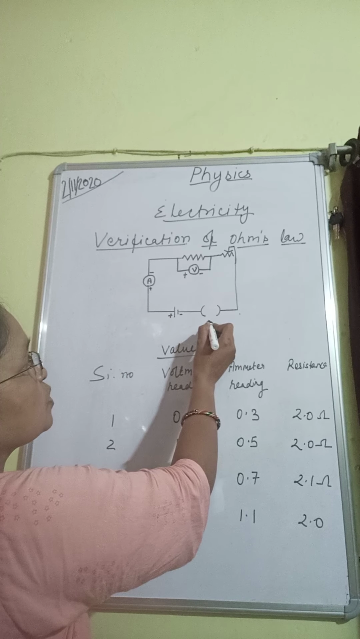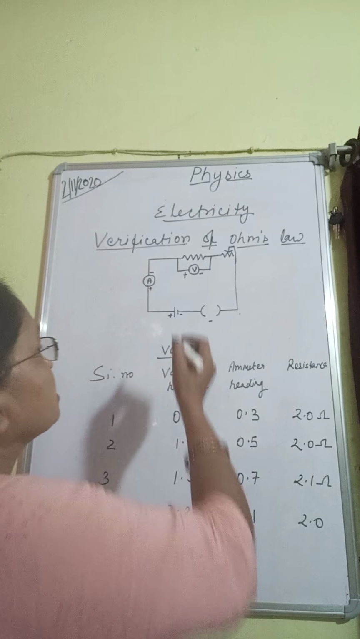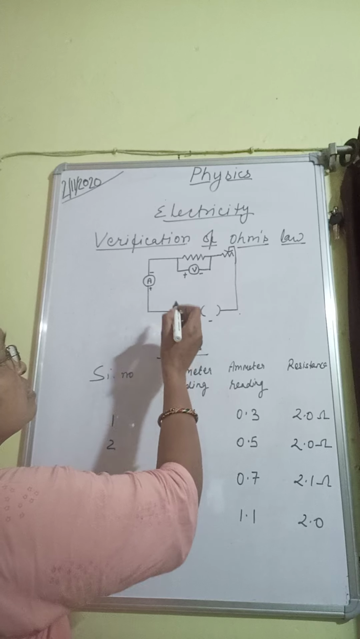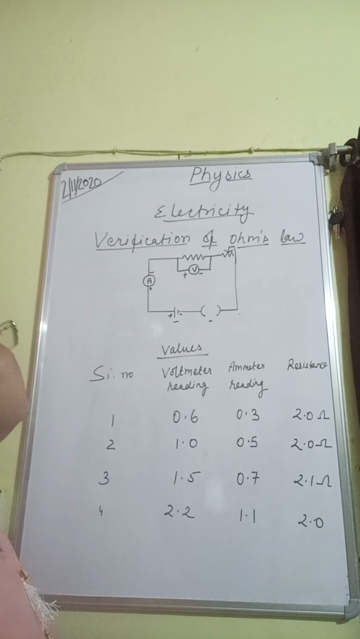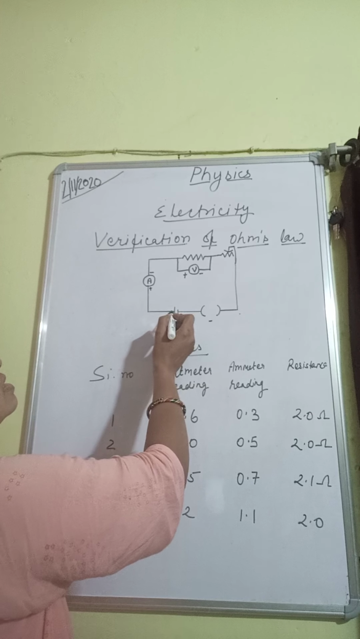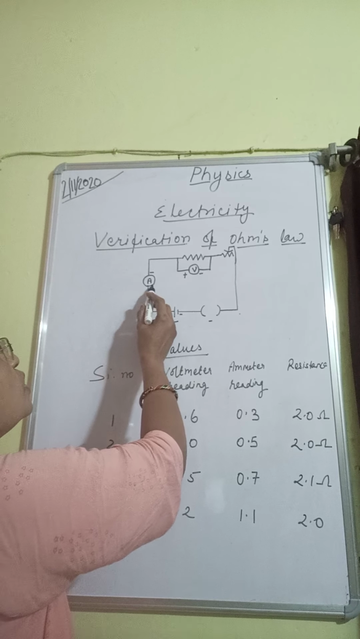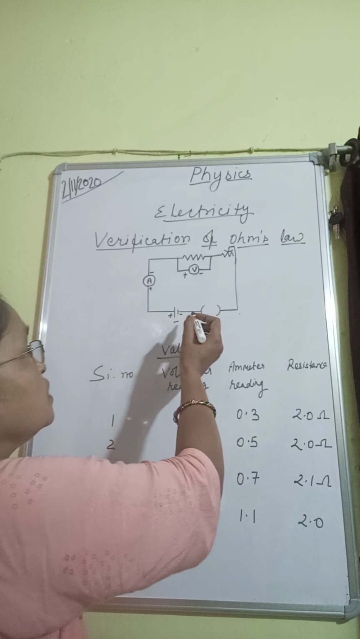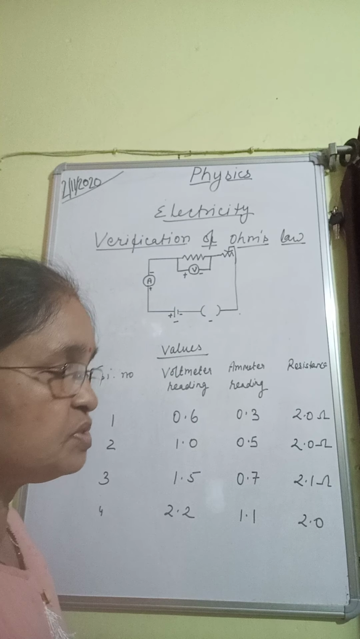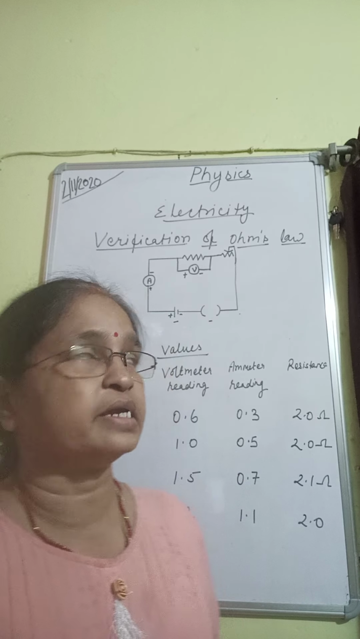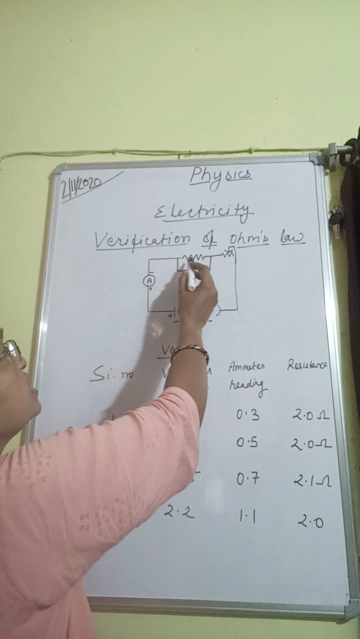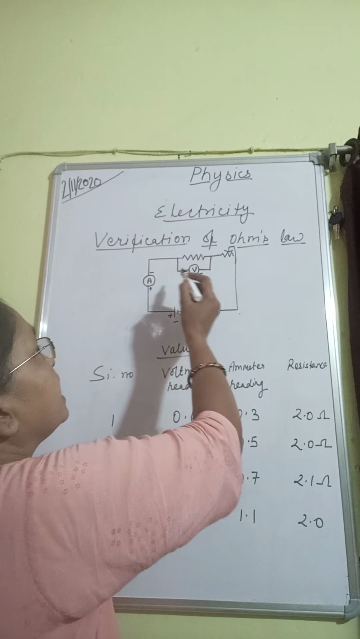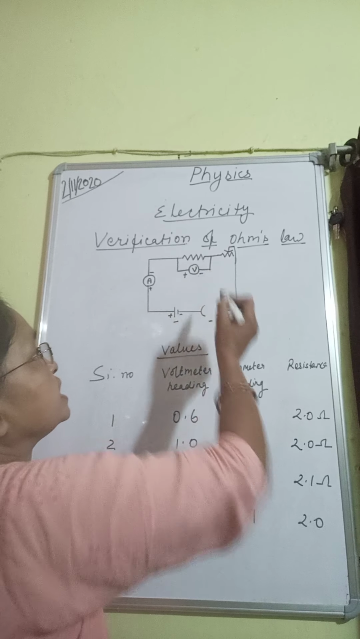This is an open plug key. Next, the cell: we know minus and plus, two terminals are there. This cell is connected to an ammeter. You know ammeter is a device which is used to measure current. This ammeter is connected to one resistance and then again a voltmeter.